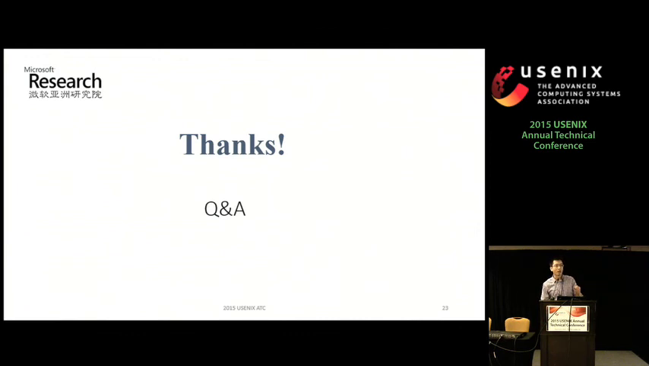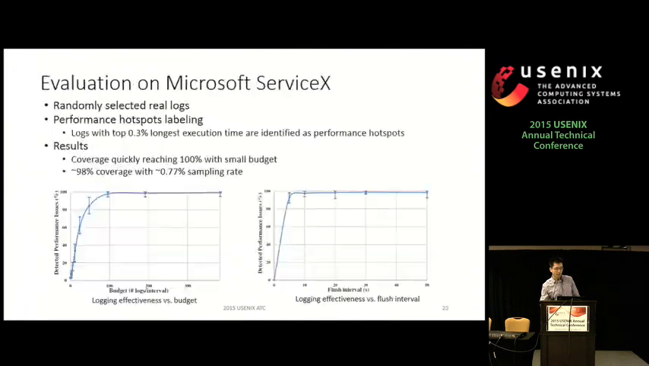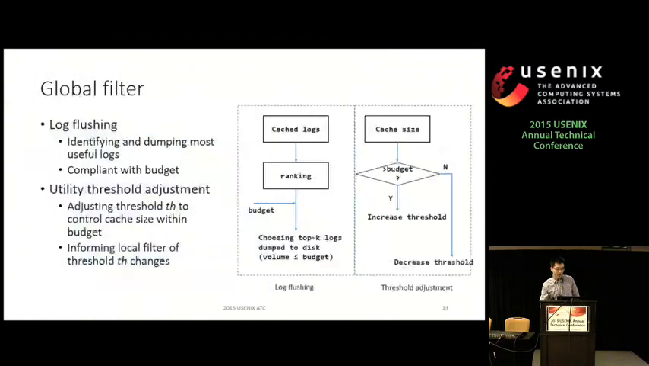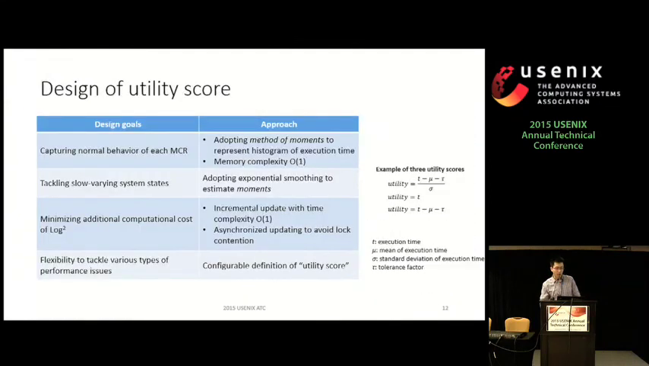So this is about how to design the utility score. I have several examples in the previous slides. So the utility is defined just as the anomaly. Okay. Yes. Follow-up question. So you have to remember what the normal execution time is. Yes. Okay. Thank you.